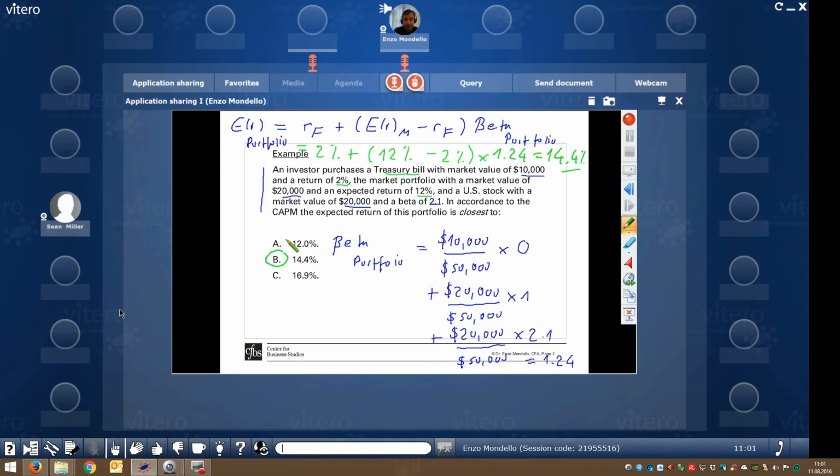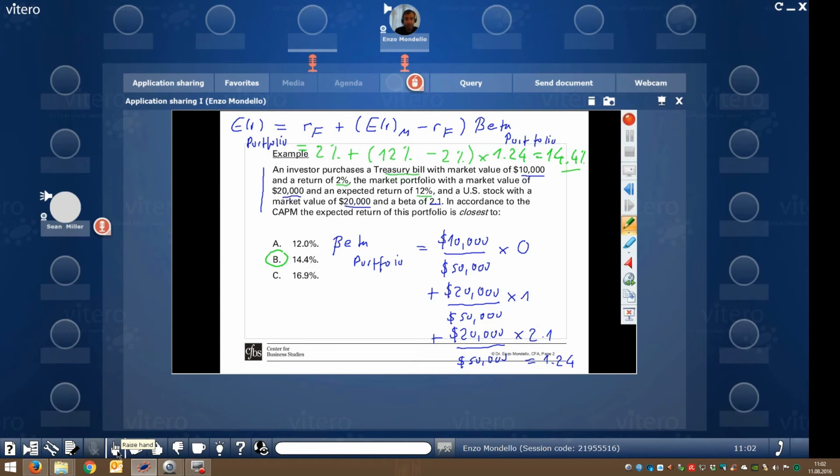Okay, so that's this calculation of the expected return in accordance to the CAPM. Do you have any questions regarding this example? Okay, Sean? How do you calculate the beta for the stock?